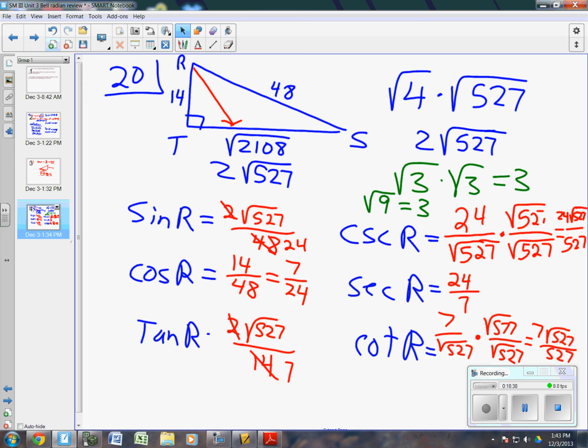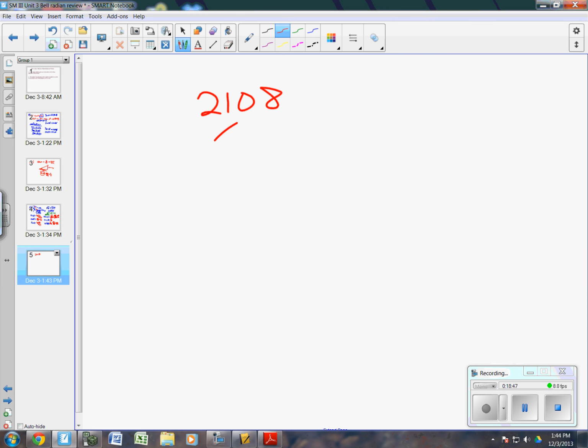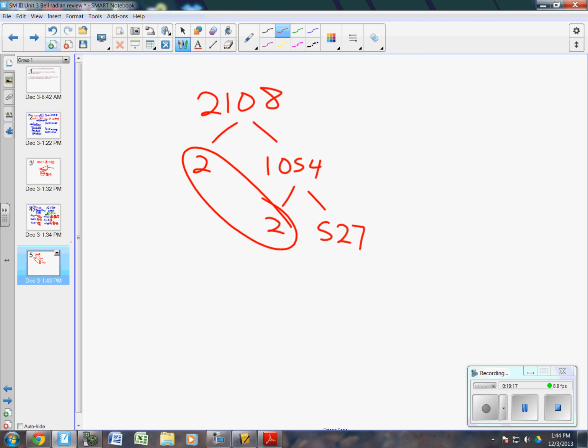Oh, the question is how did I change the square root of 2,108 to 2 square root of 527? Well, I find the prime factors of 2,108. First of all, I know that 2 will go into that because it's an even number, right? So it will go in 1,054 times. Well, I can tell that 2 will still go into 1,054. 2 and 527. And someone already determined in here that 527 does not break down into any prime factors that will work. So I have a pair of 2's here, and I have a loner.